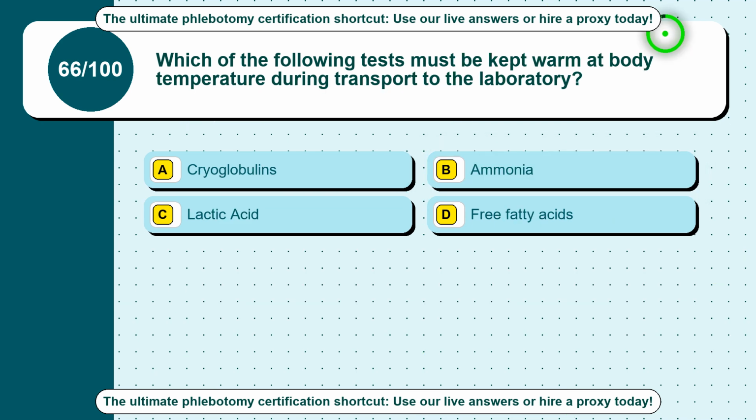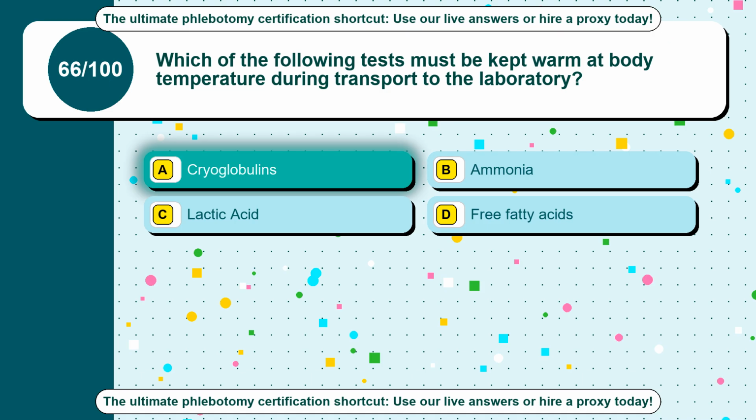Question 66. Which of the following tests must be kept warm at body temperature during transport to the laboratory? Option A, cryoglobulins. Option B, ammonia. Option C, lactic acid. Option D, free fatty acids. The correct answer is option A, cryoglobulins.